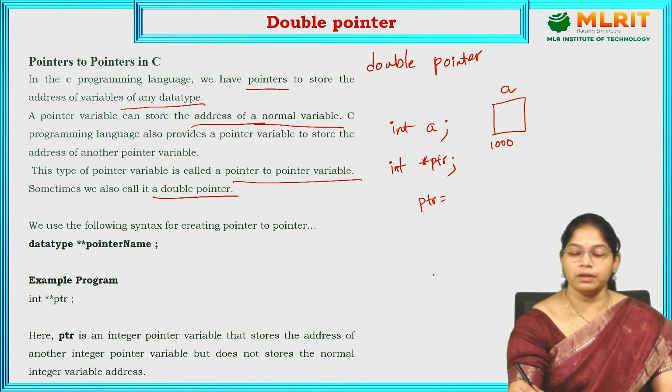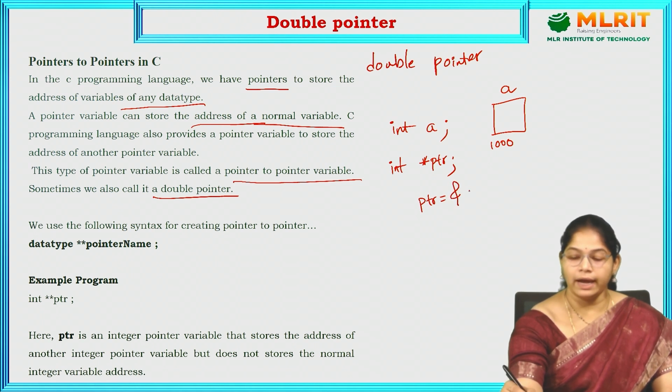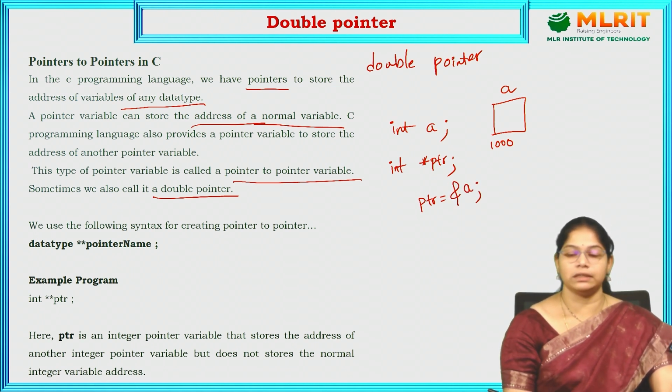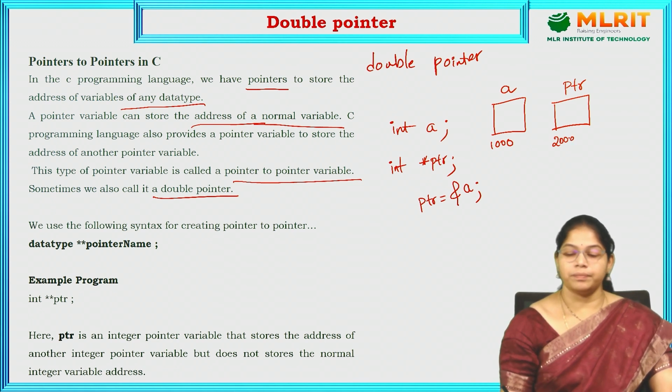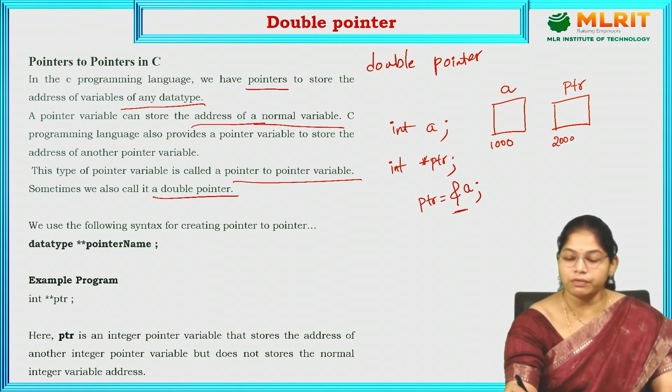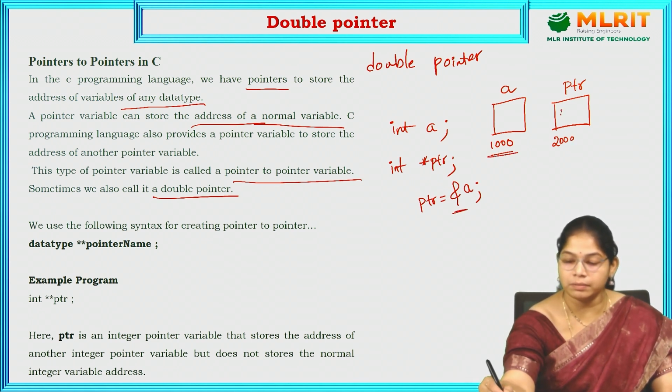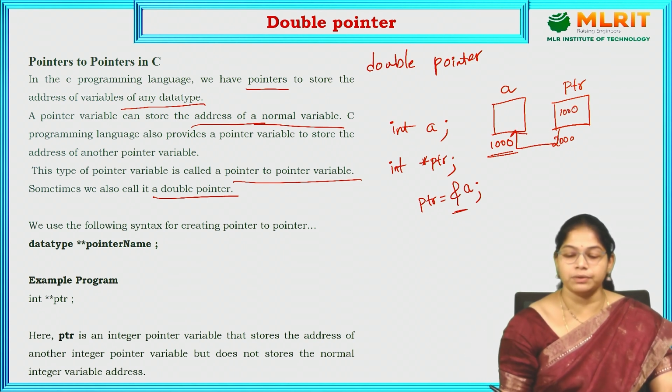PTR is a pointer variable which stores the address of another variable whose data type is int. So some space is allocated to this PTR also. Let us suppose it is at 2000. But it holds the address of A, where the address of A is 1000. That means here we have 1000. It is pointing to here.